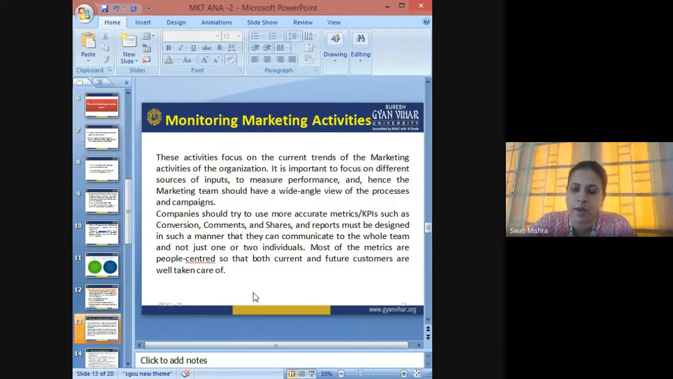And that is why companies should try to use more accurate metrics, KPIs, such as conversions, comments and shares, and reports, which must be designed. KPIs, I hope you all know the full form: key performance indicators. So the conversions, the comments, the shares, and of course the reports must be designed in such a manner that they can communicate to the whole team and not just one or two individuals. Most of the metrics are people-centered so that both current and future customers are well taken care of.